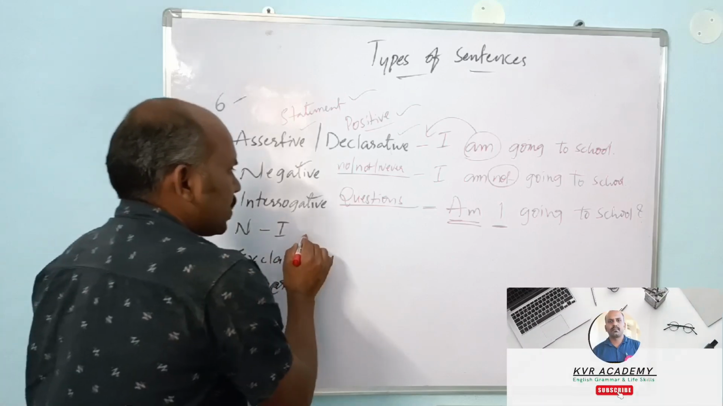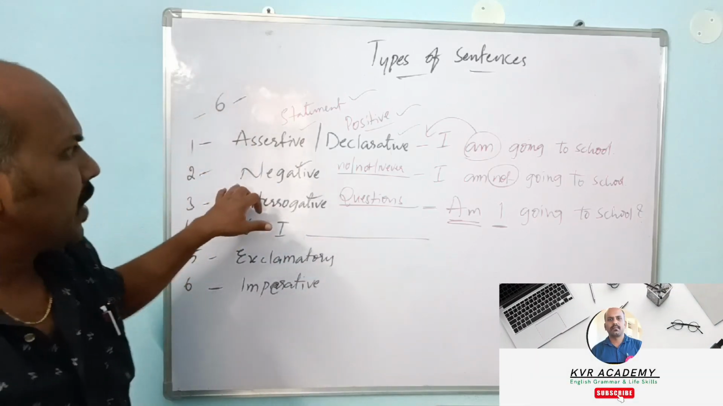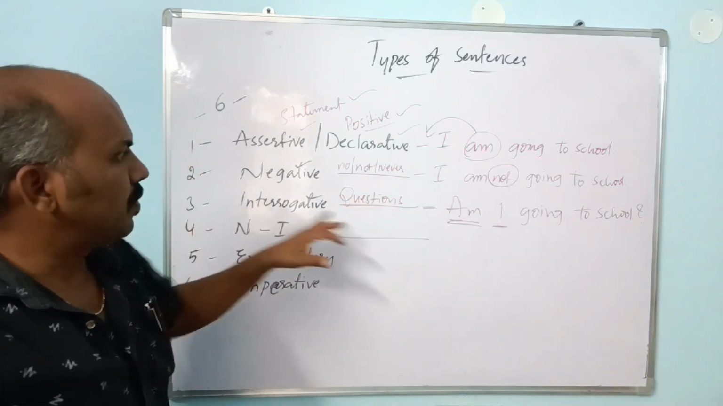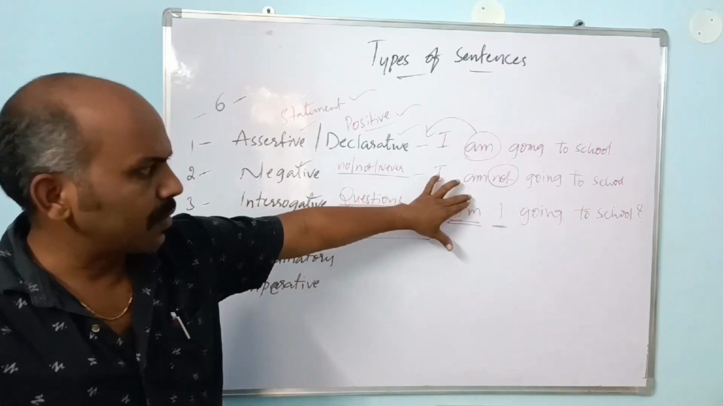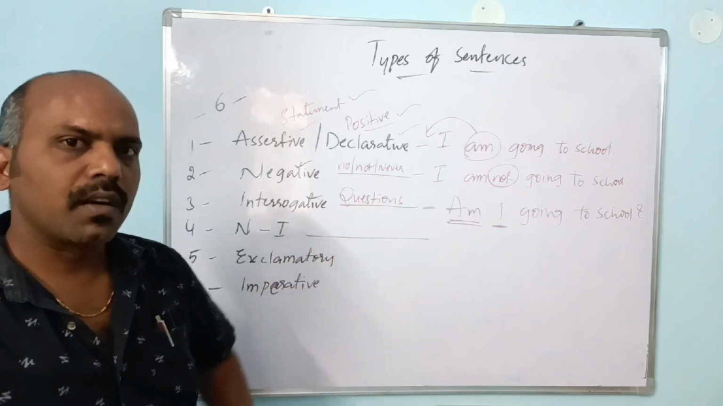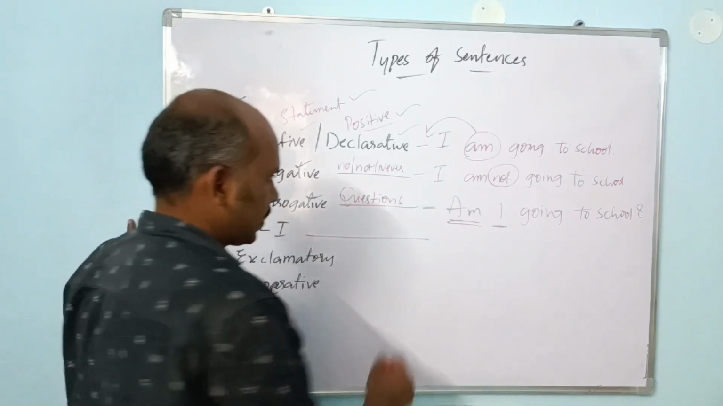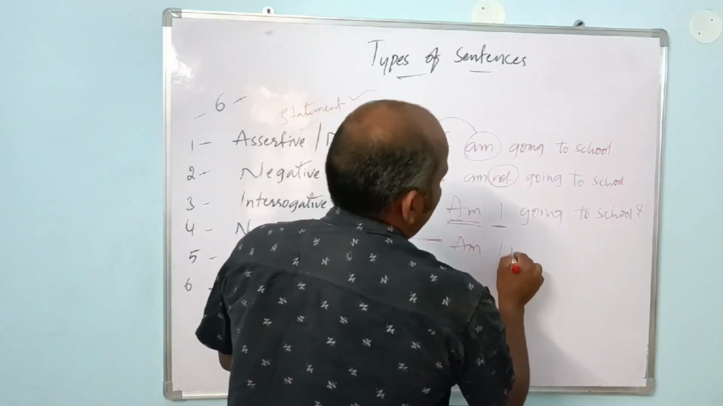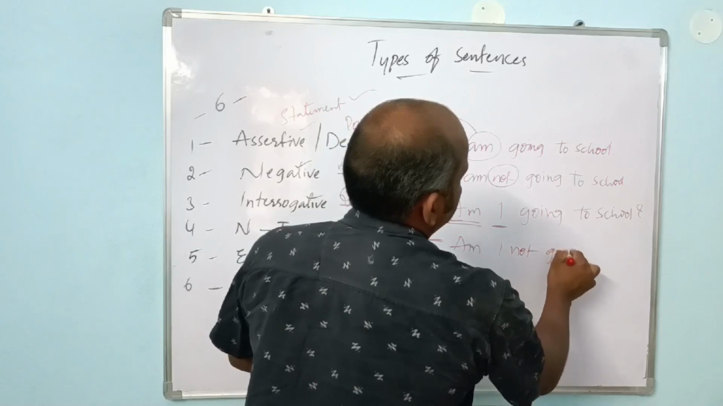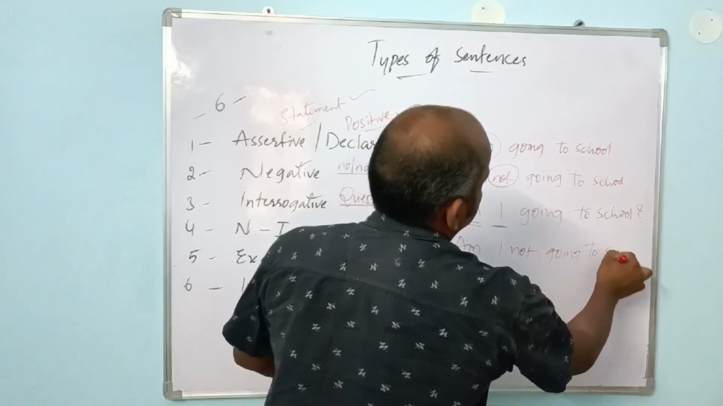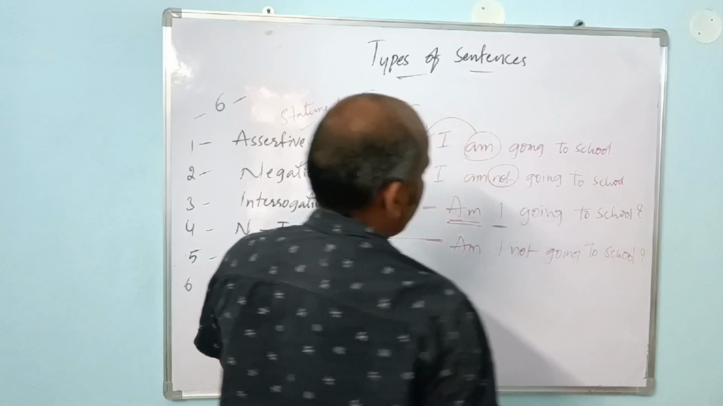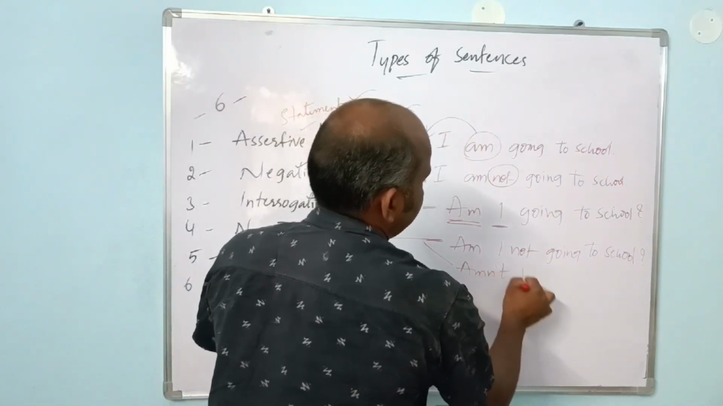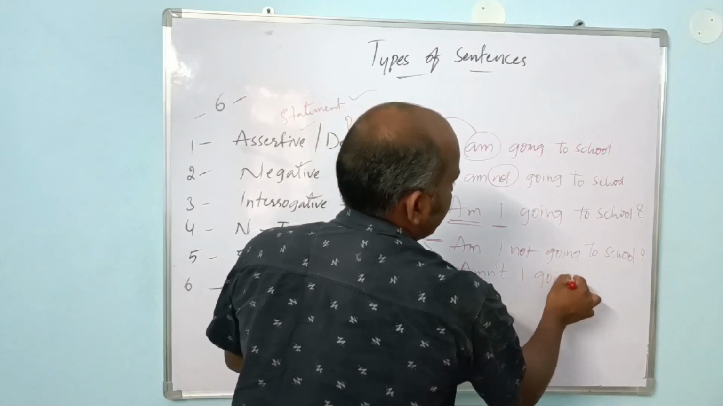Right, and coming to negative interrogative. Here negative means adding a negative word into the assertive, and interrogative means maintaining a question, and both of these come under one sentence called a negative interrogative sentence. That is, there are two forms actually. Am I not going to school? A few people write in this manner, and also directly: amn't I going to school?